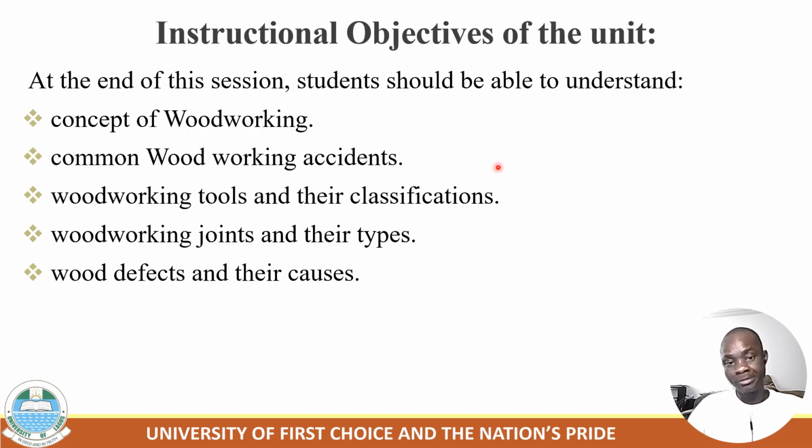So in part one, we let you know that at the end of this session, students will be able to understand concepts of woodworking, common woodworking accidents, woodworking tools and their classification, woodworking joints and their types, and wood defects and their causes. In part one, we treated the concept of woodworking, common woodworking accidents, woodworking tools and their classification. Now, in this session, we are going to treat woodworking joints and their types and the wood defects and their causes. Let us go.